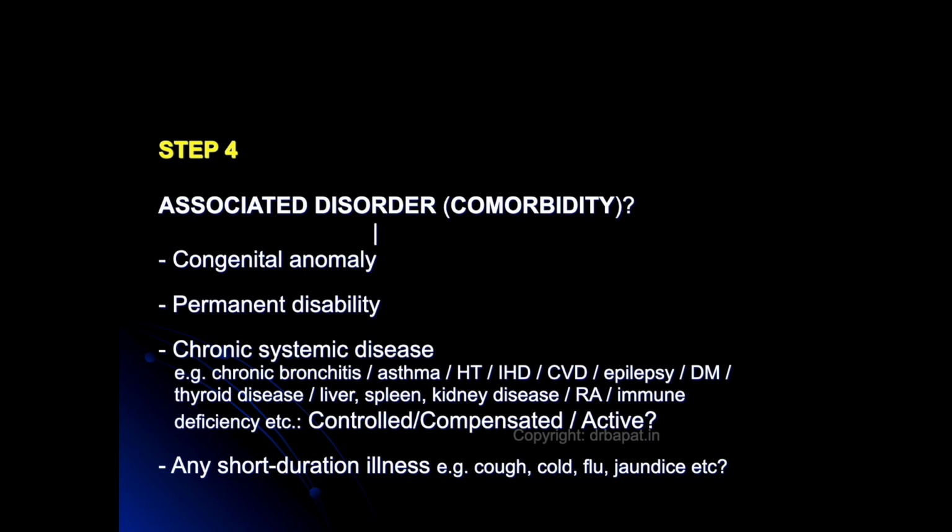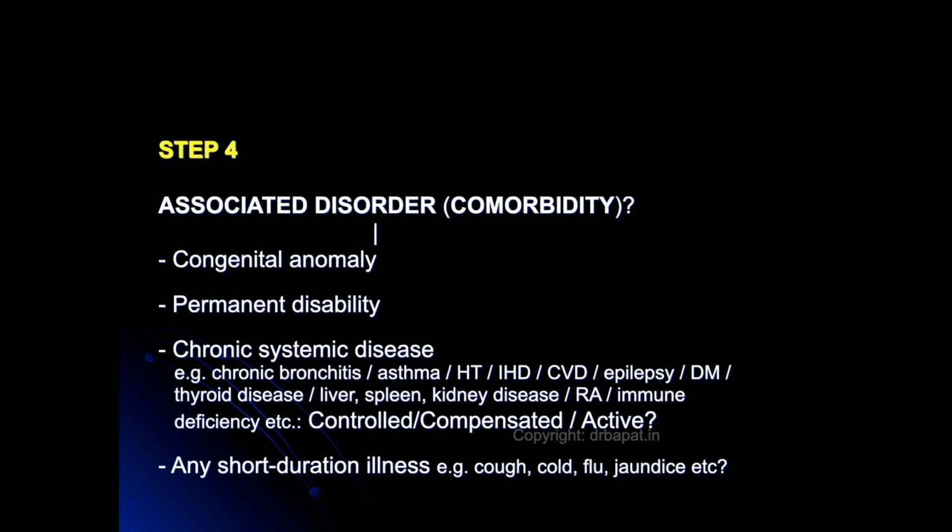What are the practical implications of comorbidity? A congenital anomaly or a permanent disability may influence the selection of appropriate treatment modality. Any chronic systemic disease, if present, should be well controlled before any intended surgical treatment to avoid perioperative complications. If a patient happens to suffer from any short duration illness such as common cold, cough, flu, etc., before a planned surgical treatment, then surgery should be postponed for a few days to weeks until the patient recovers completely.